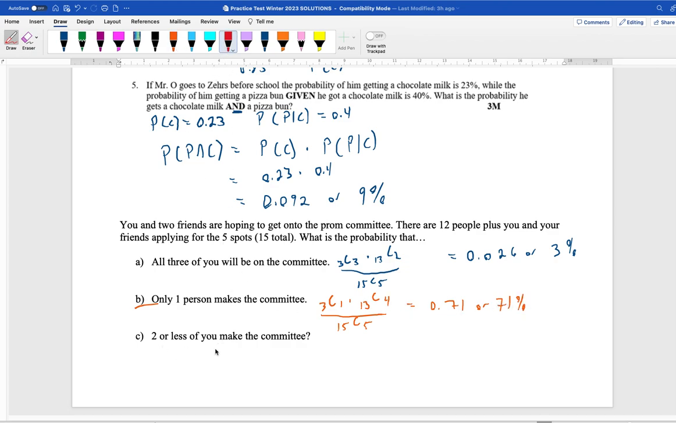And lastly, 2 or less. Well, that's going to be 100% minus all 3. So whatever the probability is for all 3, everything else is going to be 2 or less. So it's 100 minus 3%, which equals a 97% chance that 2 or less of you will make it onto the committee.